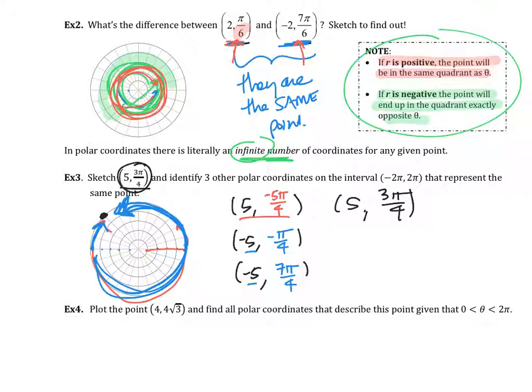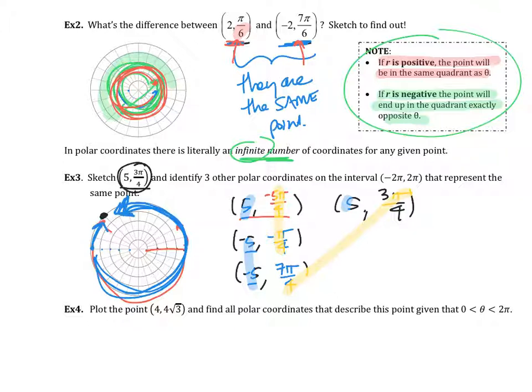So what do you notice here about your final answers? Two of them have positive r values, two have negative r values, and two of them have negative angle measures, and two of them have positive angle measures. So that's always going to be the case.